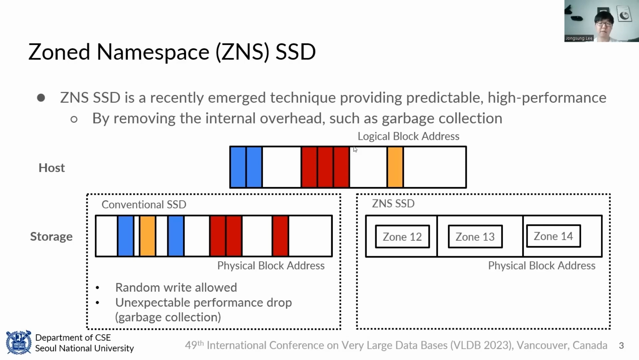Let's see the Zoned Namespace SSD case. A host application should sequentially write within the zone and manually send a reset to a zone to reuse it. With the zoned interface, the logical block address is directly translated to the physical block address, which contains the zone number and offset. Therefore, mapping can be removed, so the SSD does not need to run garbage collection in the background. With this approach, ZNS SSD maintains high and stable performance.